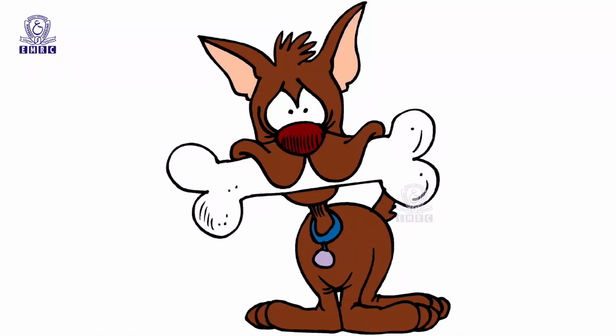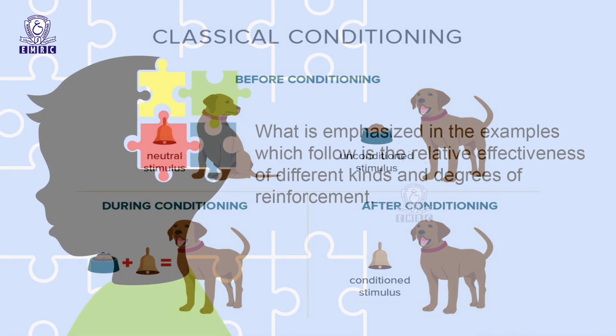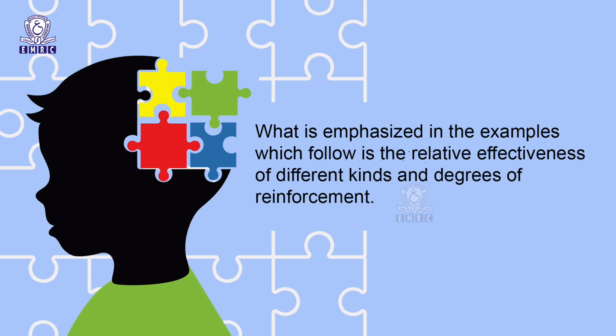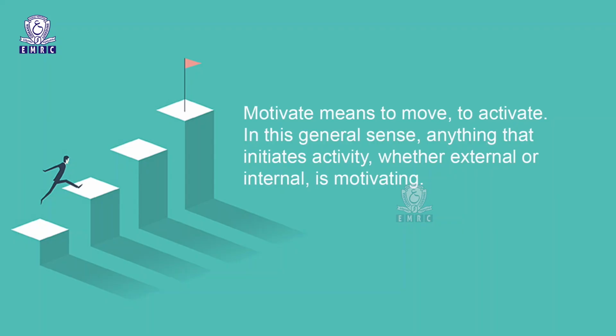It is not so obviously an aspect of conditioning, but even here, as we pointed out earlier, reinforcement of some kind seems necessary. Instrumental conditioning provides reinforcement in the organism's response, bringing food or escape. Classical conditioning may also involve reinforcement in this sense, that is to say, the conditioned responses may relieve tension or expectation. What is emphasized in the examples which follow is the relative effectiveness of different kinds and degrees of reinforcement.